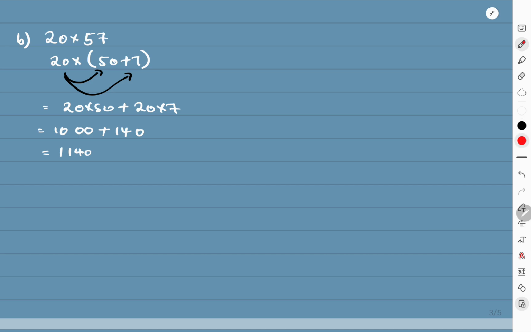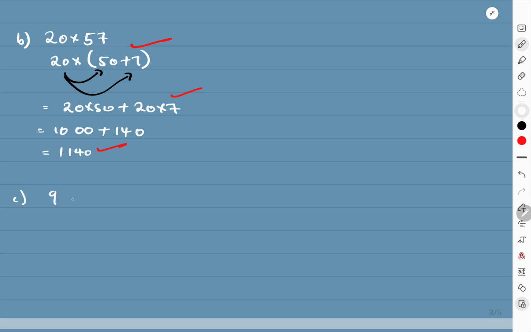I am going to receive a mark for changing that particular 57 to become 50 plus 7. Then you are going to receive 1 mark for using that distributive law, then a mark for finding our final answer, which is 1140.